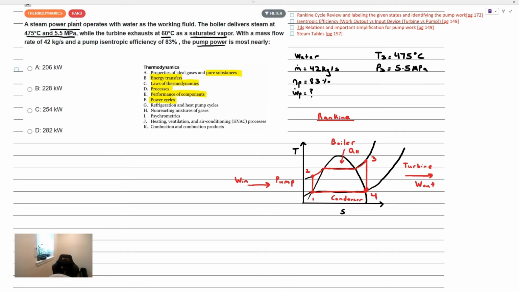while the temperature of the exhaust of the turbine, or T4, is equal to 60 degrees C, and we know that it is a saturated vapor. Another way to say saturated vapor is that the quality at state point 4 is equal to 1. The percent of the mixture which is vapor is 100%. So we have a quality of 1 at state point 4. That's essentially what we have here in our givens, and our goal is to find the pump power.